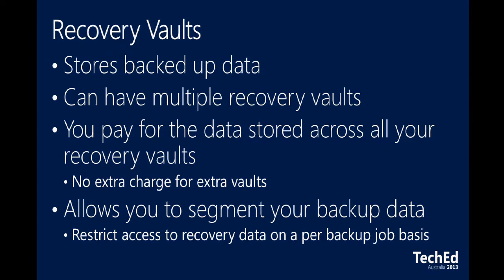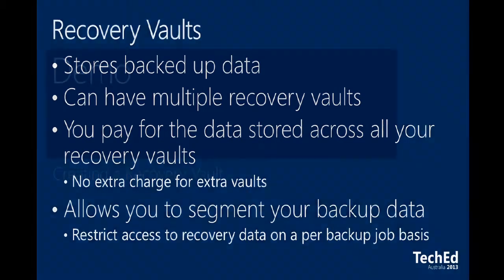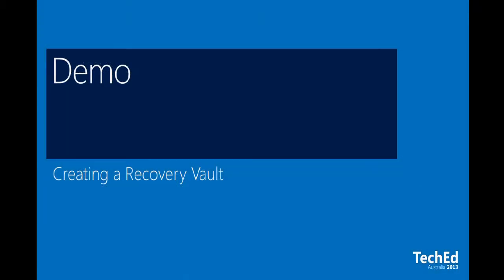So if Svetlana knows the encryption password for server A, but doesn't know it for server B, and Jim knows it for server B, but not server A, it still means that Svetlana can only pull server A's backups back as a recovery, and Jim can only pull server B's. So let me show you creating a recovery vault.